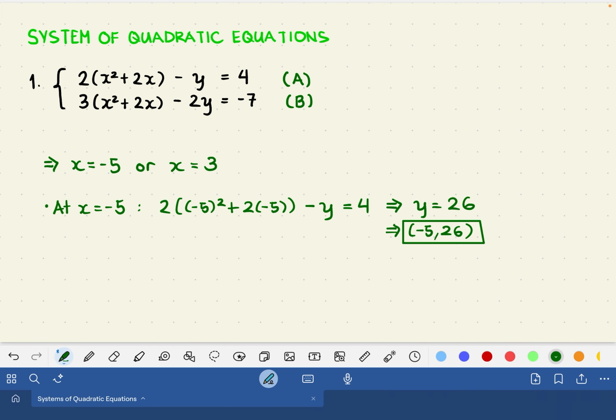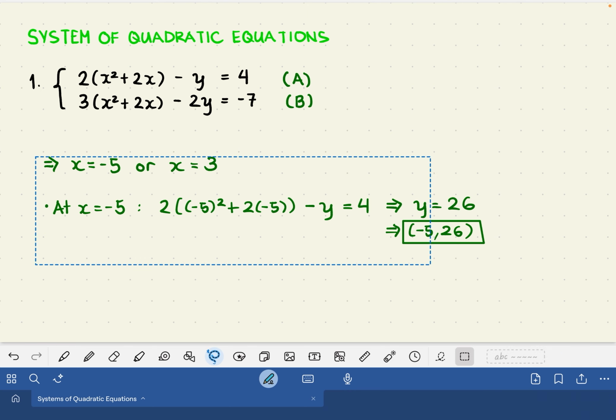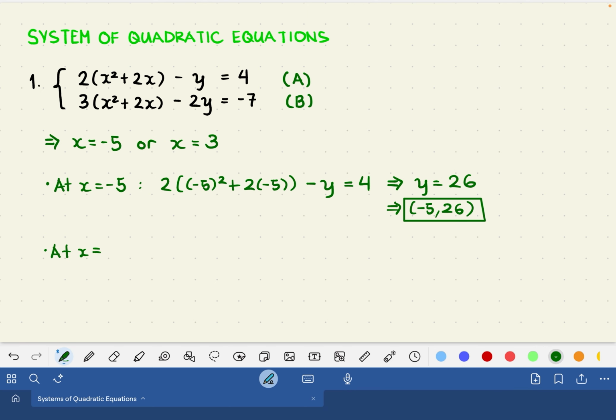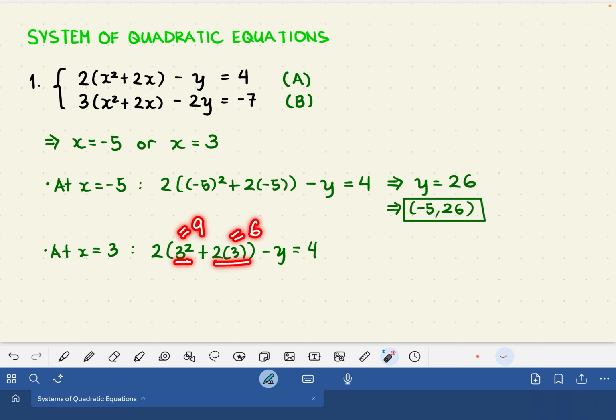Now we do the same for the other one. Next, at x equal to 3, using again the first equation, we will have 2 times 3 squared plus 2 times 3 minus y equal to 4. Let us simplify. 3 squared here is equal to 9. 2 times 3 here is equal to 6. Adding that up will give us 15. 2 times 15 is going to be 30. So this whole thing is 30.